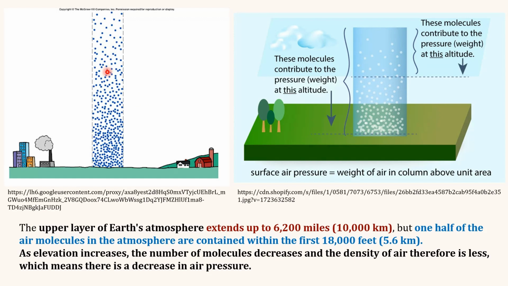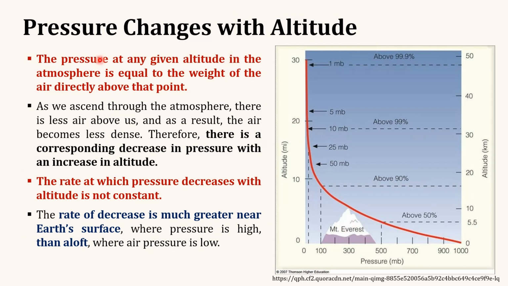For example, suppose we are standing on the Earth's surface. For this particular point, the molecules in the entire column, means from the Earth's surface to the top of the atmosphere, will contribute to the atmospheric pressure. But suppose we are at this altitude, now the air molecules which are present above this height, means from this altitude to the top of the atmosphere, will contribute to the atmospheric pressure. Thus we can say that the pressure at any given altitude in the atmosphere is equal to the weight of air directly above that point.